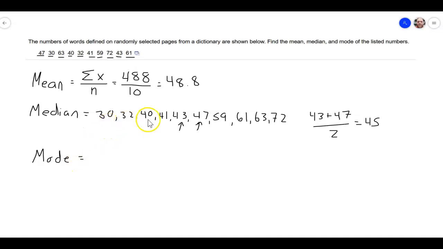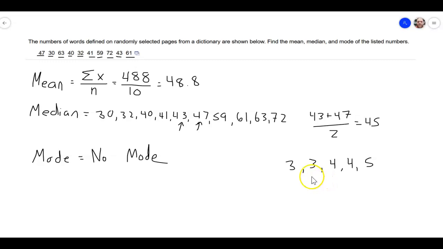So if we look here, every value occurs exactly once. So in this case, there's no value that occurs more than another value. So in this case, we say that there is no mode. Let me give you an example of something else here. Let's say we had this. Let's say I had 3, 3, 4, 4, 5.